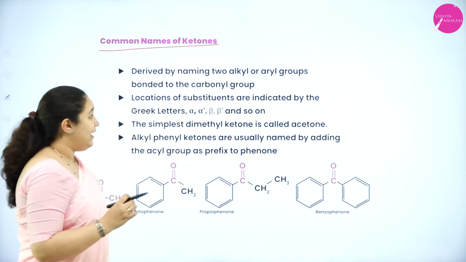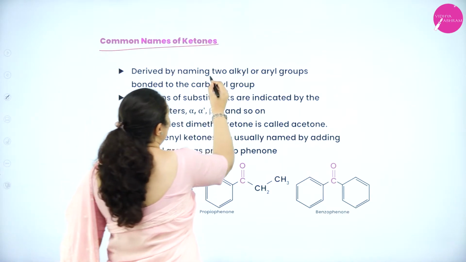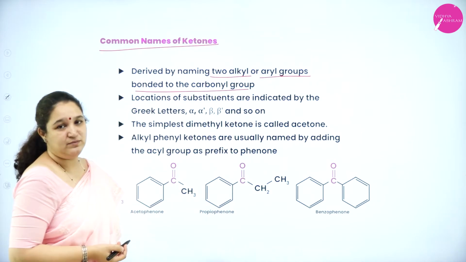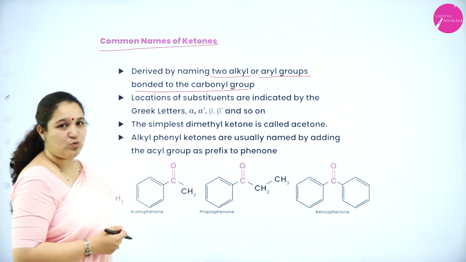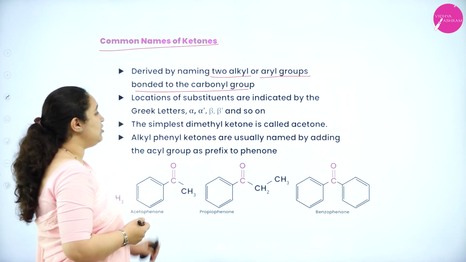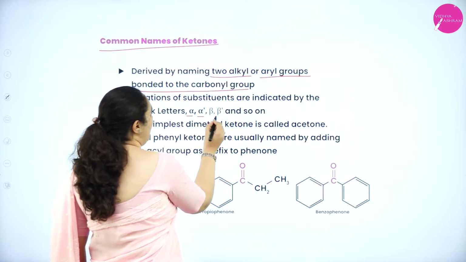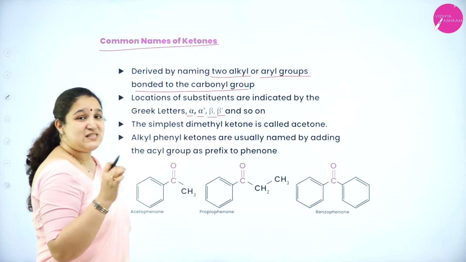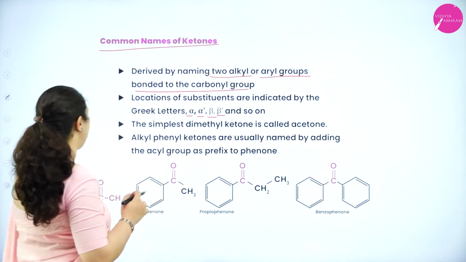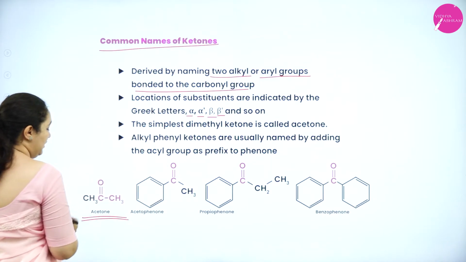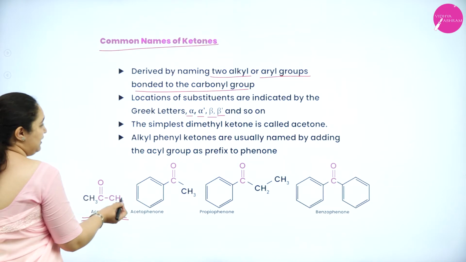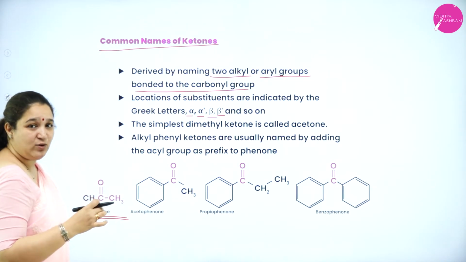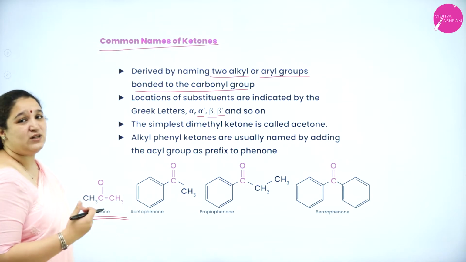Common name of ketones we shall see. It is derived from naming the two alkyl or aryl groups bonded to the carbonyl carbon, or the carbonyl group. The location of the substituents, again alpha, alpha dash, beta, beta dash, and so on, can be used. The simplest ketone which we can find is acetone, that is nothing but dimethyl ketone. We can name it as dimethyl ketone or the common name is acetone.